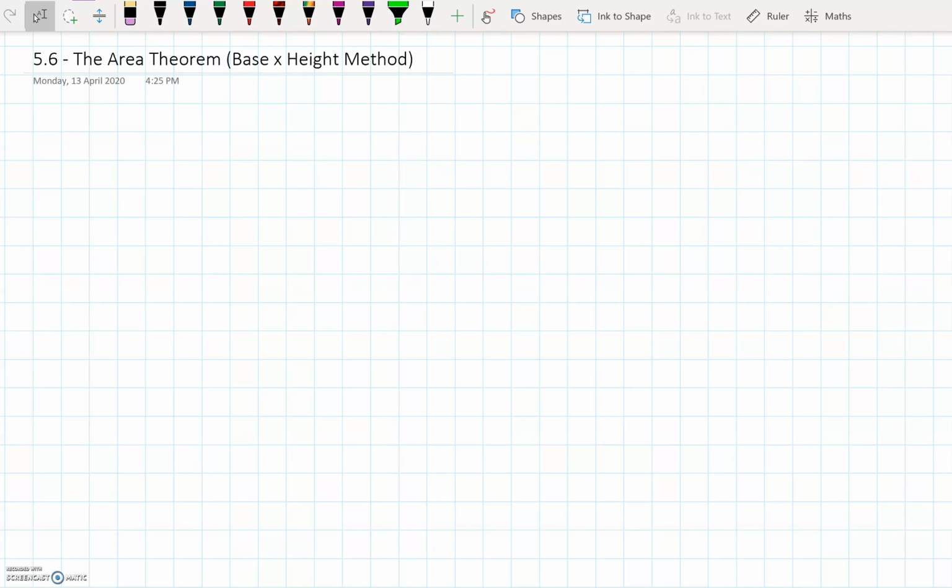Okay guys, what we're going to look at now is what the textbook calls the area theorem. You will do this again in the upper years, and in the upper years we call this the side times height method or the base times height method. So I'm going to call it that because it actually makes more sense. I find the area theorem a little bit vague, okay? It's not very clear for you guys.